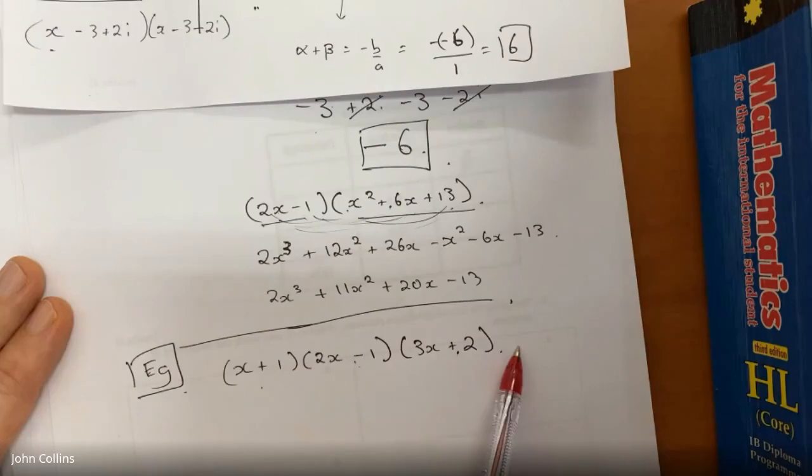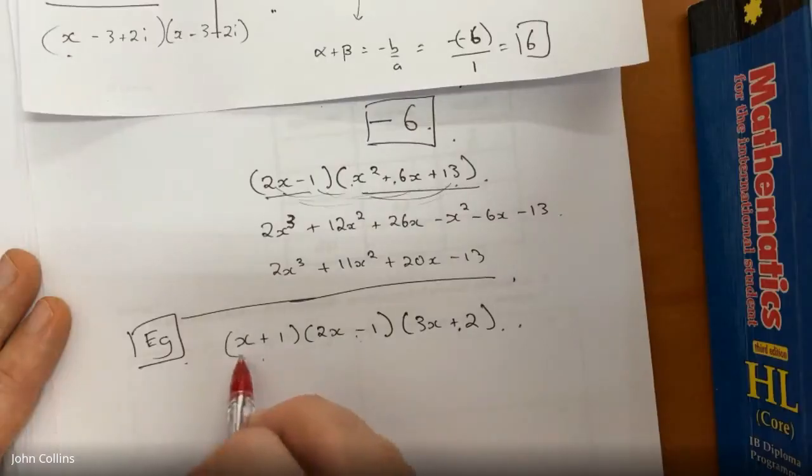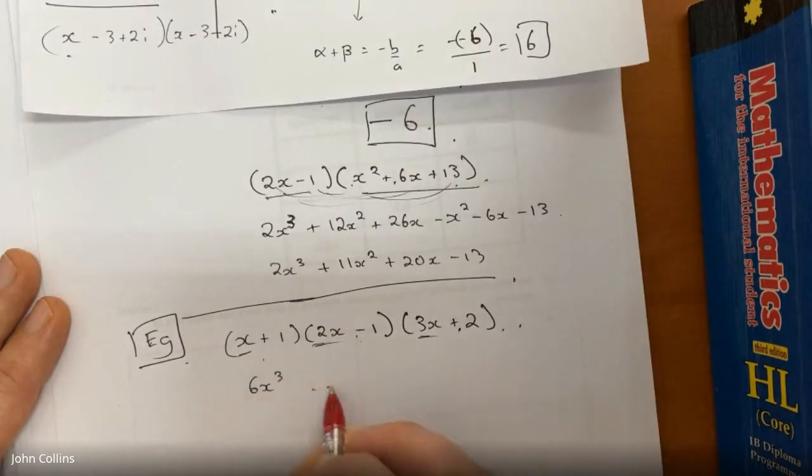But I can also know the coefficient of the x cubed straight away. What's the coefficient of the x cubed? Be 6, yeah, because x times 2x times 3x will be the only thing that gives me an x cubed. So I know there's going to be 6x cubed at the start.